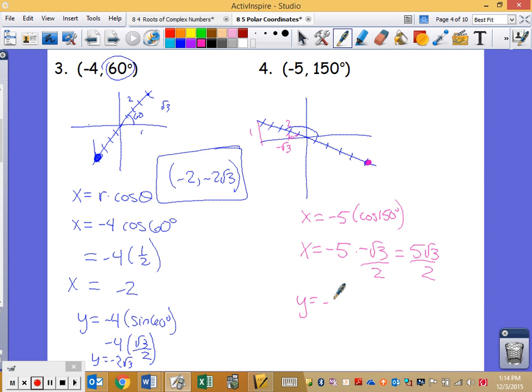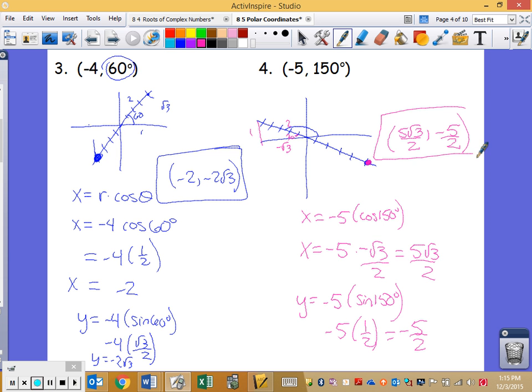So I'm expecting my sine. What's the sine of 150? Sine of 150 is 1/2. So what's -5 times 1/2? -5 halves. So if I ask you what are the rectangular coordinates, these aren't quite as easy. The x value is 5√3/2, comma, -5/2. And that's what it is.